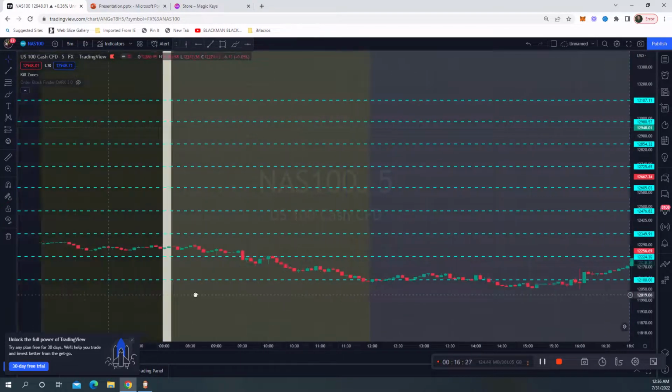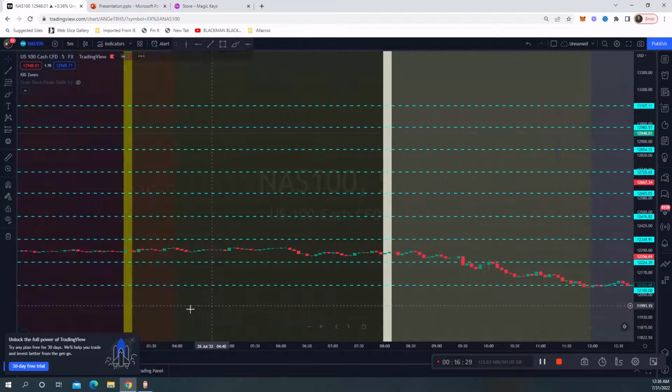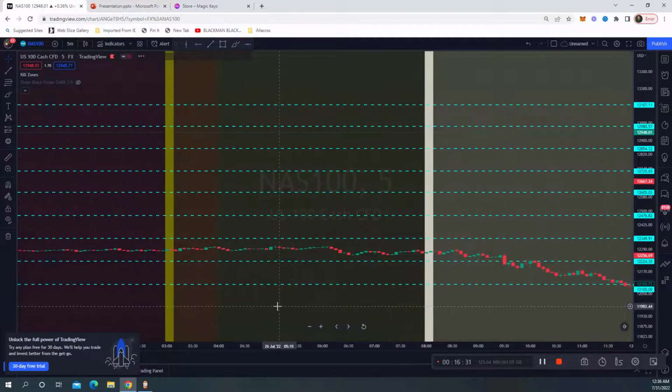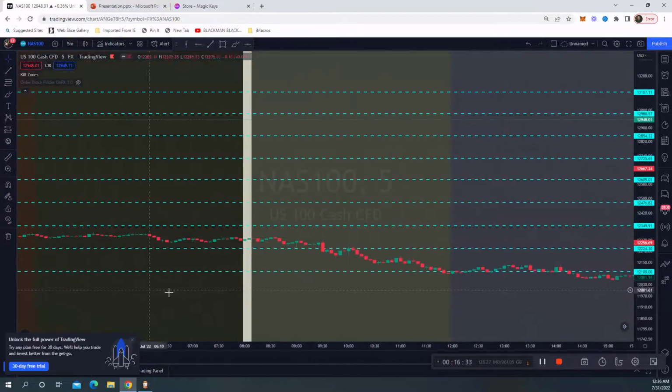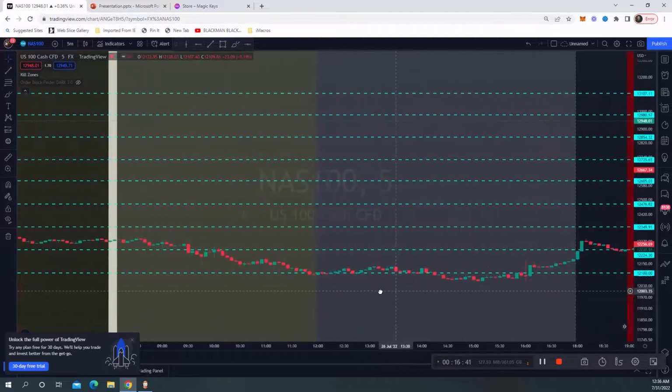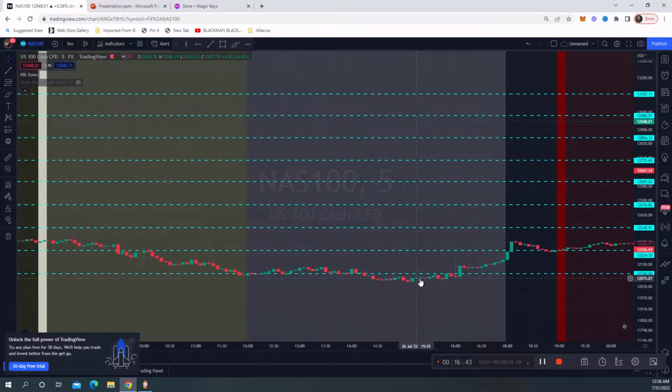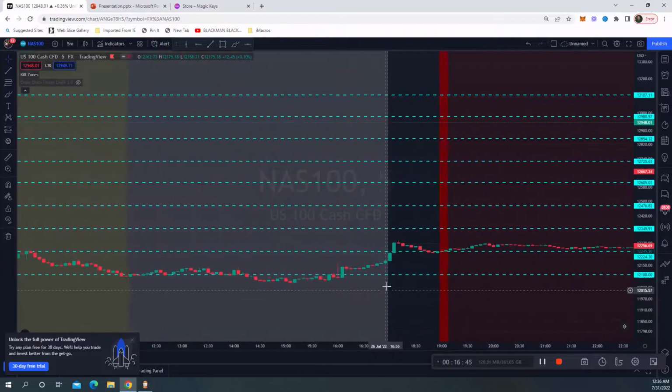I literally started this. You can see I started it about here. Although the lines go all the way back, I started it about here. It came in, it came down. This is when I really noticed it. It came down, started playing around, and boom, went up.